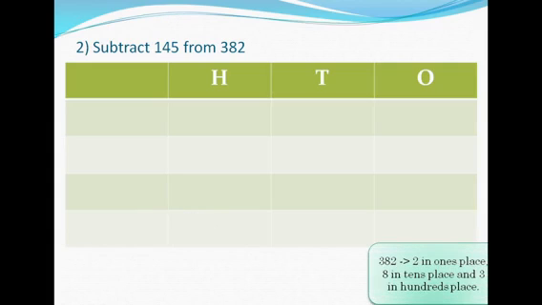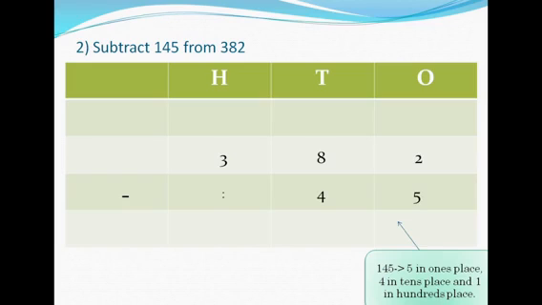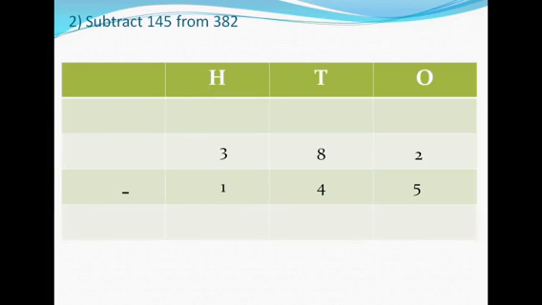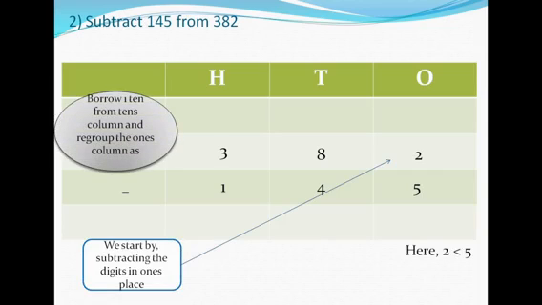In the number 382, we have 2 in ones place, 8 in tens place, and 3 in hundreds place. In the number 145, we have 5 in ones place, 4 in tens place, and 1 in hundreds place. After arranging the numbers column wise, we start subtracting the digits from the ones place. Here 2 is less than 5. We are going to borrow 10 from tens place.